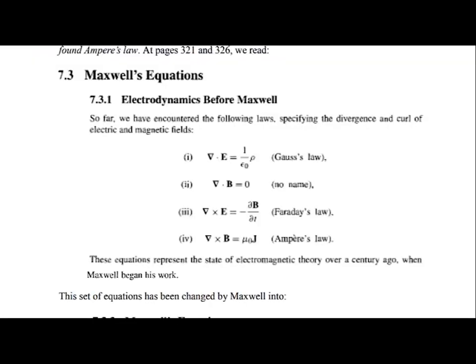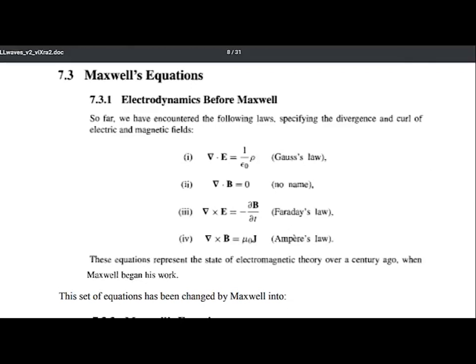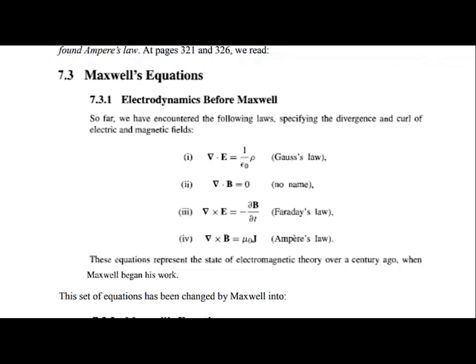So next we're going to do a little review of Maxwell's equations. So these equations here are the state of electrodynamics before Maxwell. So you have the first one here, Gauss's law, which is really the law of electrostatics. And then we have the next one, which he calls no name, but it's really Gauss's law of magnetostatics. And then we have Faraday's law, which is really the law of induction. And then we have Ampere's law here, and this is the one that Maxwell changed.